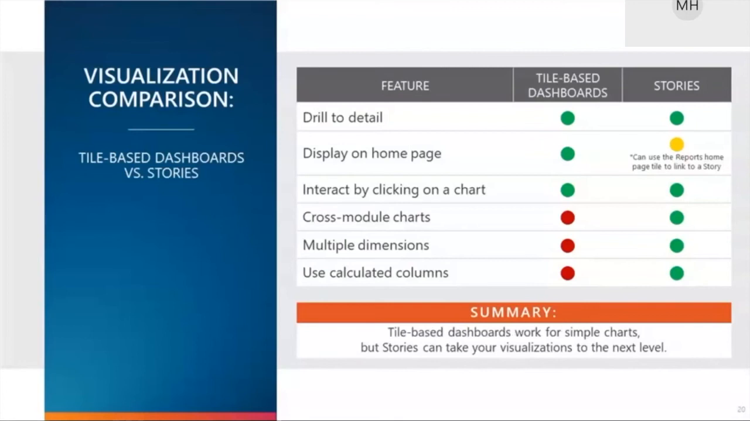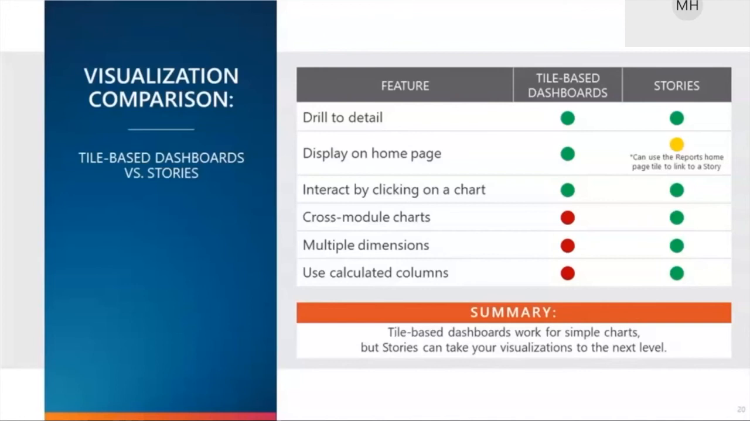I put that dot as yellow though, because there is a reports tile on the home page, and the end user can choose their favorite. So you could create a story, have the end user label that story as a favorite, and then they would be able to access that from the home page with just one click. You can interact by clicking on the chart in both tile-based dashboards and stories.